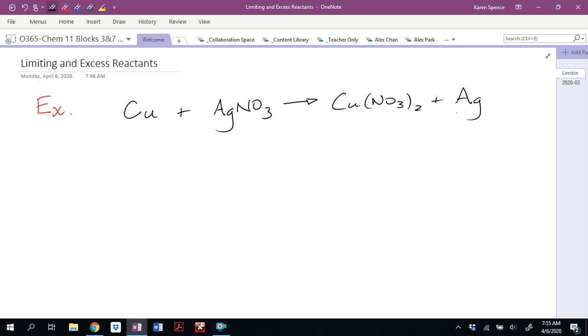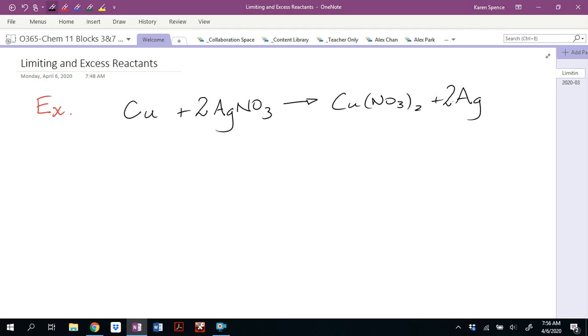Now this is going to be a limiting reactant problem, and limiting reactant problems are all stoichiometry problems, and if you have a stoichiometry problem, the first thing you have to do always is to balance the equation. So let's balance this. We have 2 nitrates over on the right, so we're going to put a 2 there. That gives us 2 nitrates, and that means we're also going to need 2 silver on the right.